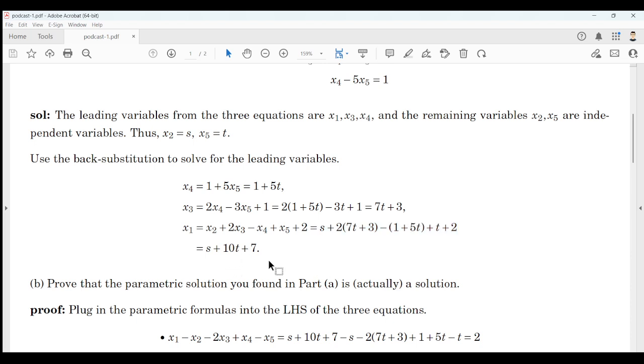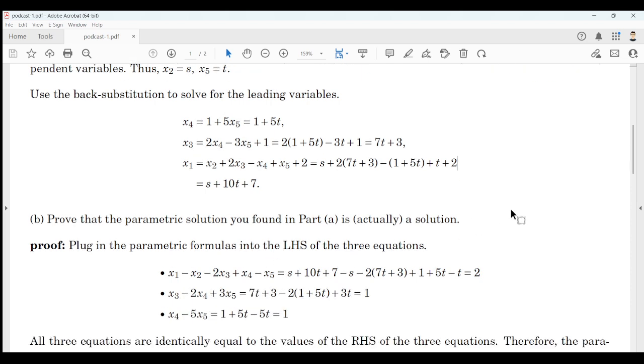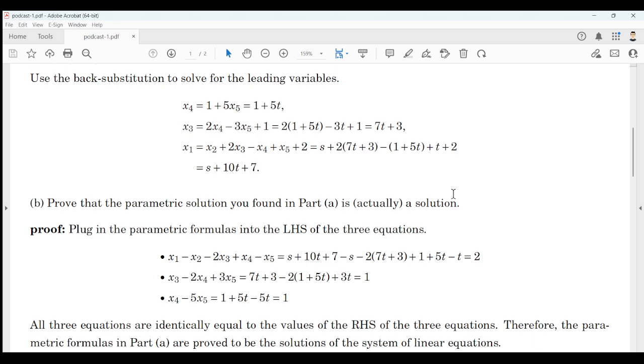Yep. A bit more algebra there to isolate y1, but it works out. The source shows y1 equals s plus 10t plus 7, and bam, that's the whole parametric solution set from the source. y1 equals s plus 10t plus 7, y2 equals s, y3 equals 7t plus 3, y4 equals 1 plus 5t, and y5 equals t.